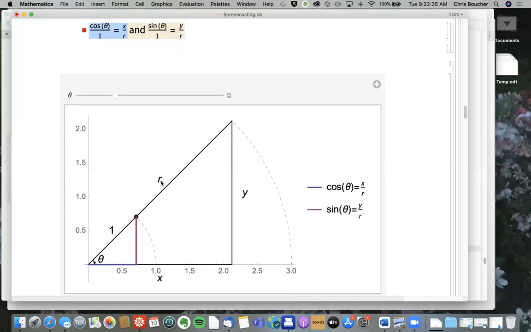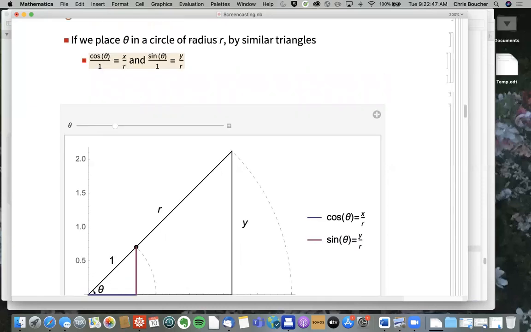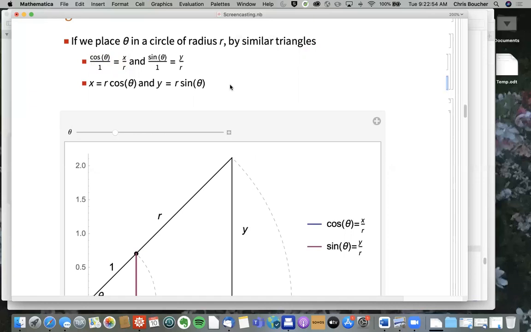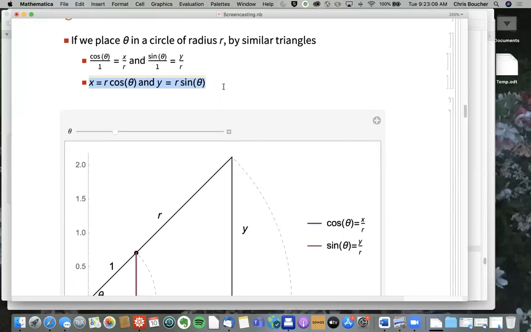And if I do the same thing with the vertical side and the hypotenuse, so I take vertical side divided by hypotenuse, in the little triangle, that's sine theta over 1, and in the big triangle, it's y divided by r. So I get these two equations, and of course, cosine theta over 1 is just cosine theta, and sine theta over 1 is just sine theta, so I can simplify that a little bit. And if I multiply both sides by r, I get a useful equation for the coordinates of the point on any circle that is hit by an angle of theta.